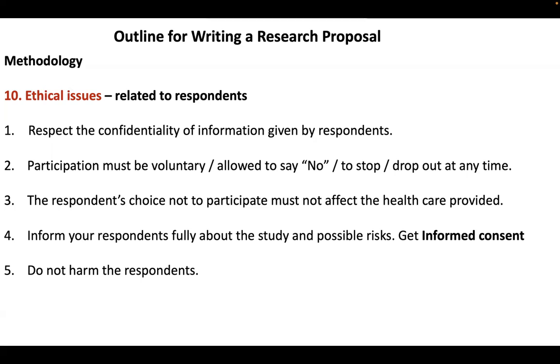Do not harm the respondents. That's one of the 4 pillars of medical ethics, right? Do not harm, that is non-maleficence. Do benefit, that is beneficence. Justice to the patient, and autonomy of the participants. Autonomy means they should be able to decide what they are going to do or what they are going to follow.